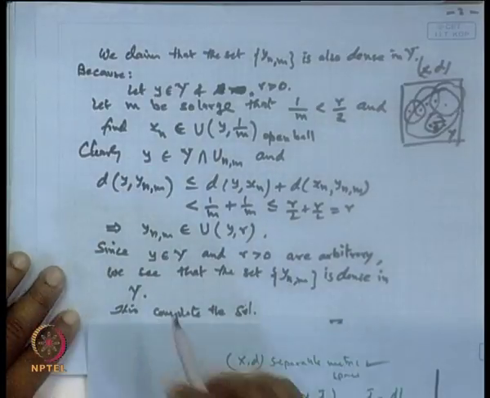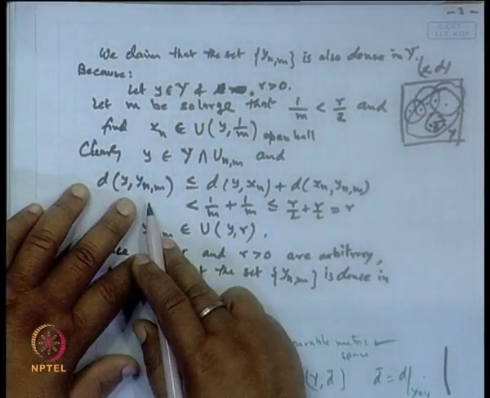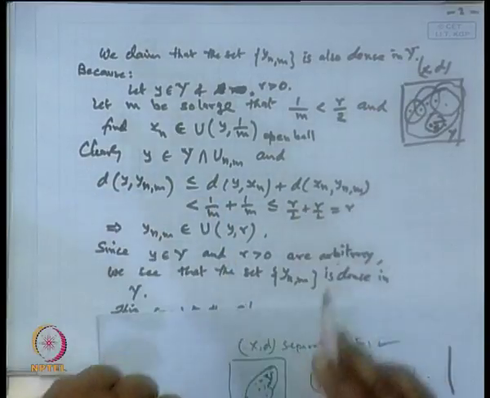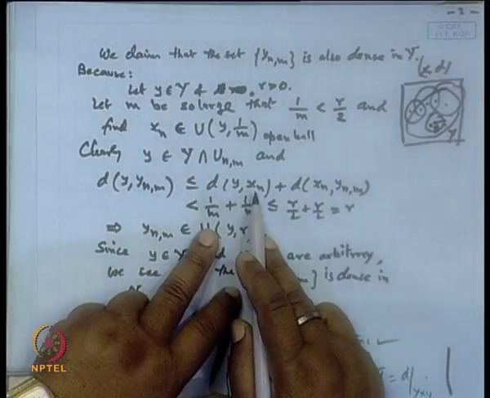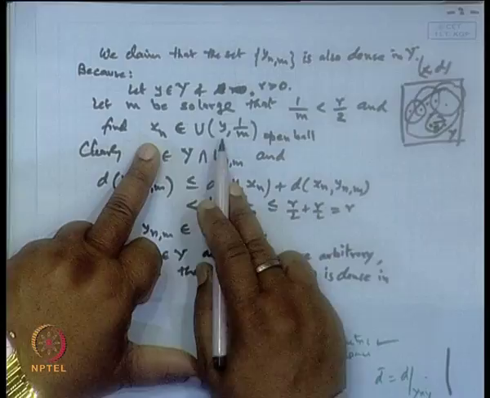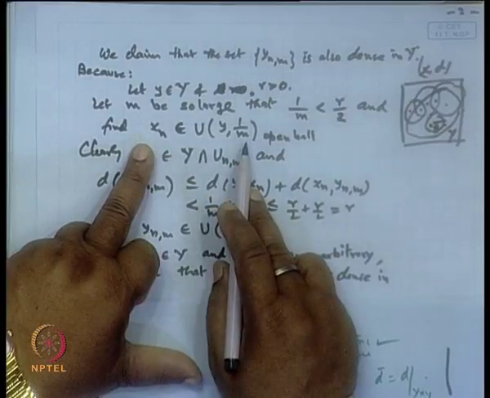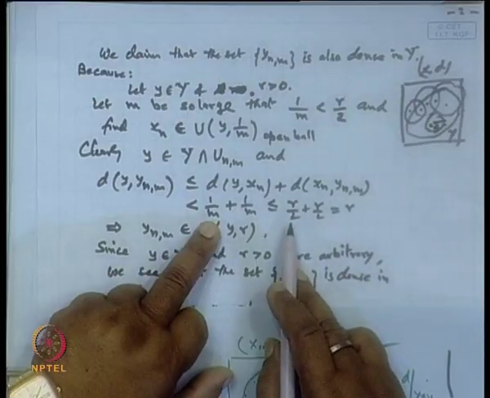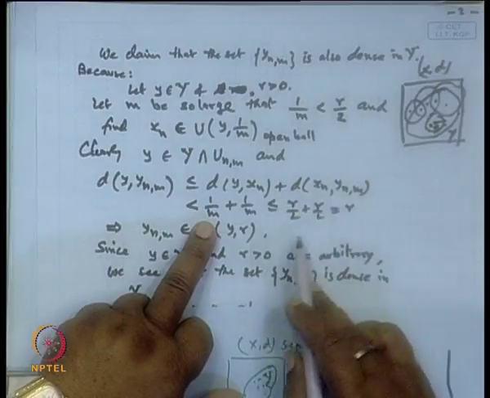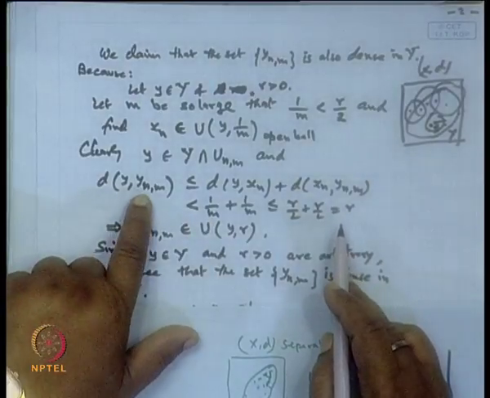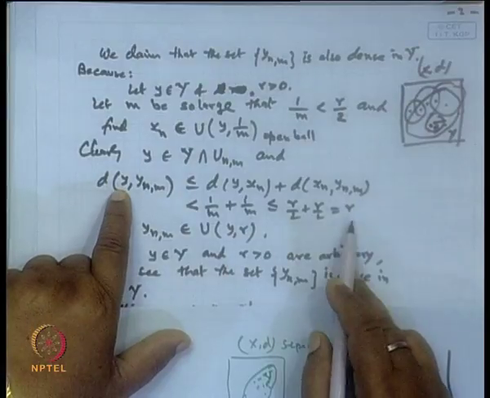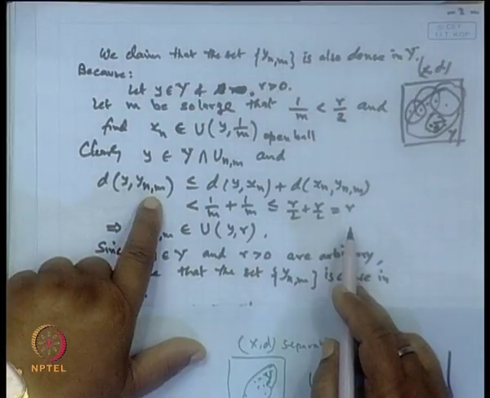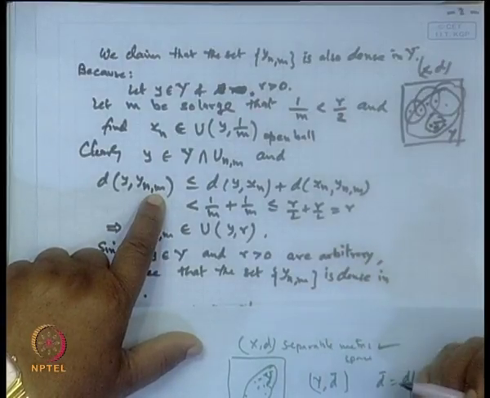Now, let us take the distance from y to the point y_nm. This will be less than or equal to d(y, x_n) plus d(x_n, y_nm), by the triangular inequality. Now, x_n belongs to this ball, so its distance from y will remain less than 1/m. So, this is 1/m, and this is also 1/m. So the total becomes 2/m, and since m is so large that this is r/2, the total becomes r. It means if we draw the ball around the point y with the radius r, then it includes the point y_nm. Therefore, y_nm will be dense in Y.